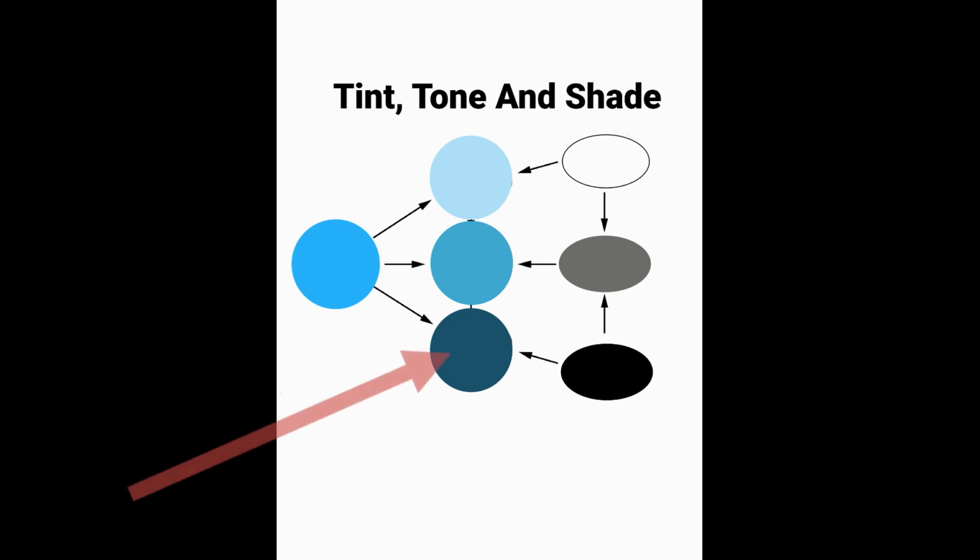Shade is anything mixed with black. When you look at shadows, it goes into the darkness. So those are just your tint, your tone, and your shade, your hue, and your value, or tonal value.